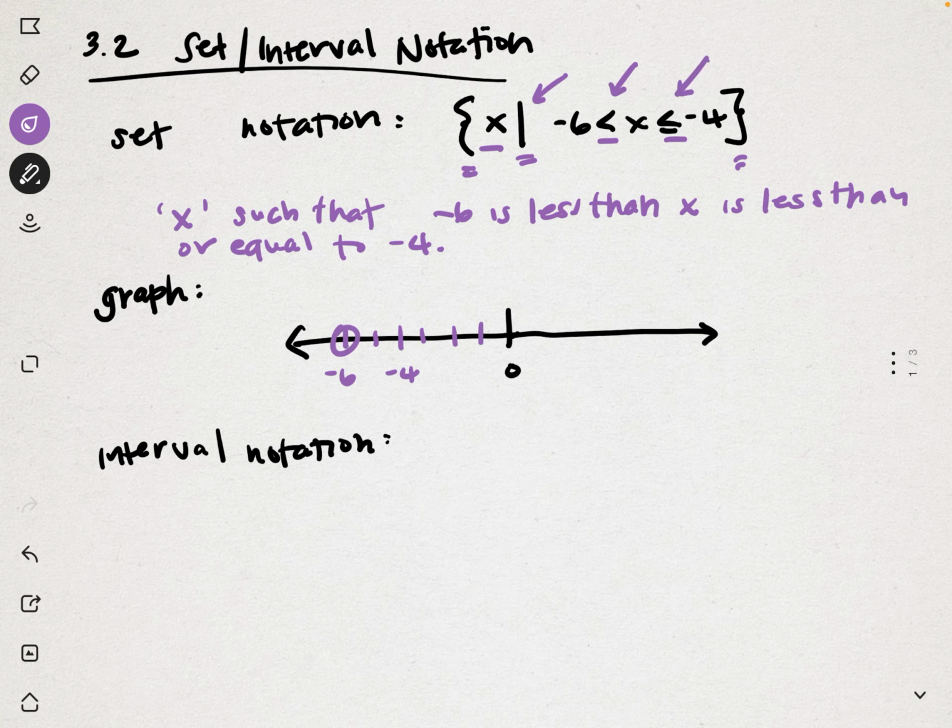However, on the other side, we have x is less than or equal to -4. So -4, because it says or equal to, then we include this point. We shade our point in. And then looking here, it's saying that x is in between these 2 points. So we're going to shade everything in between our 2 points.